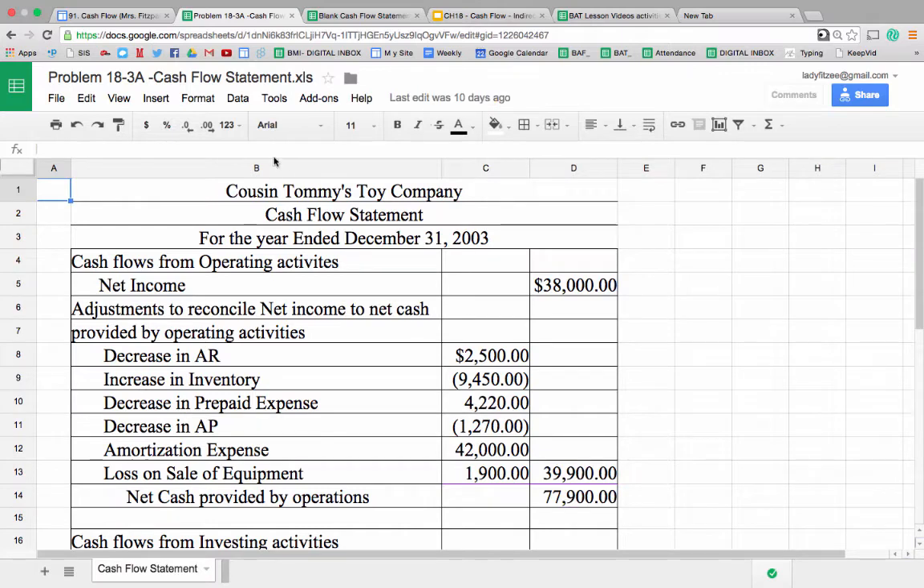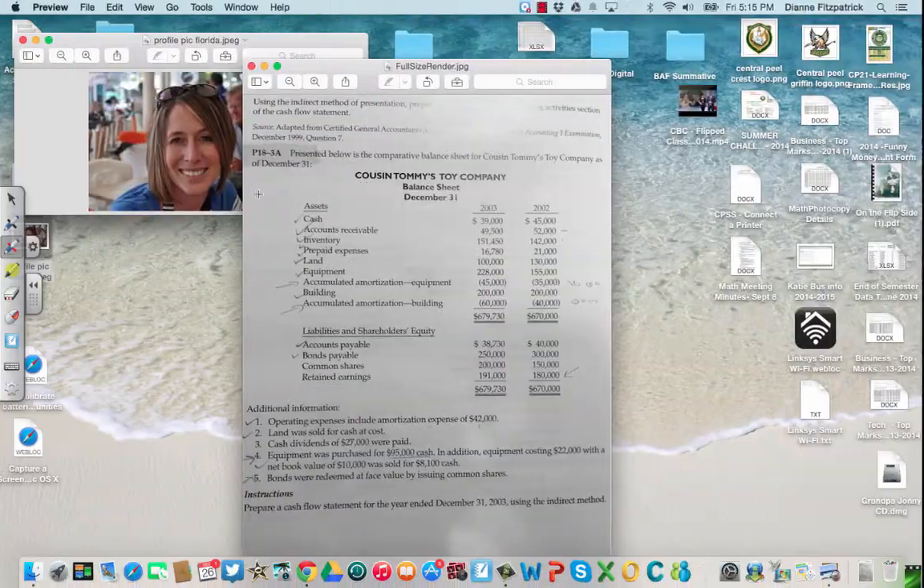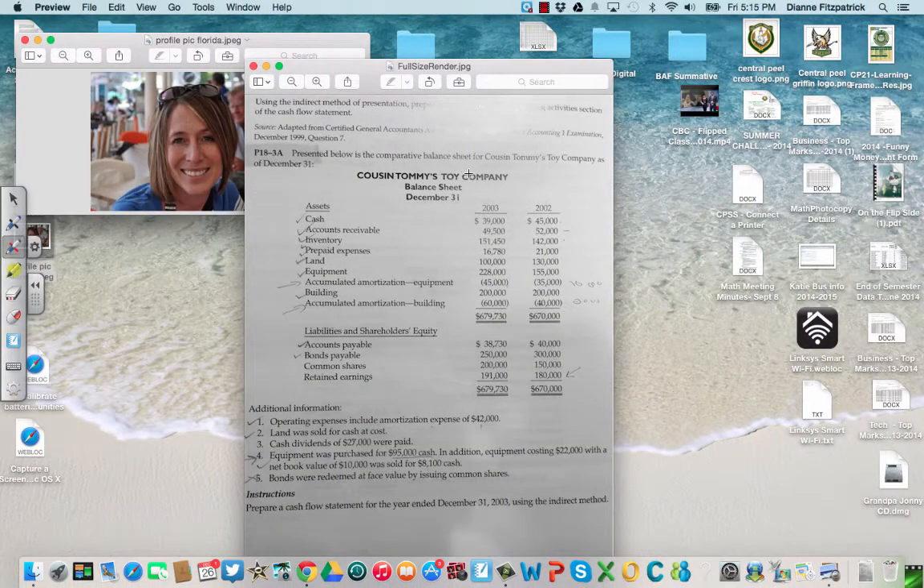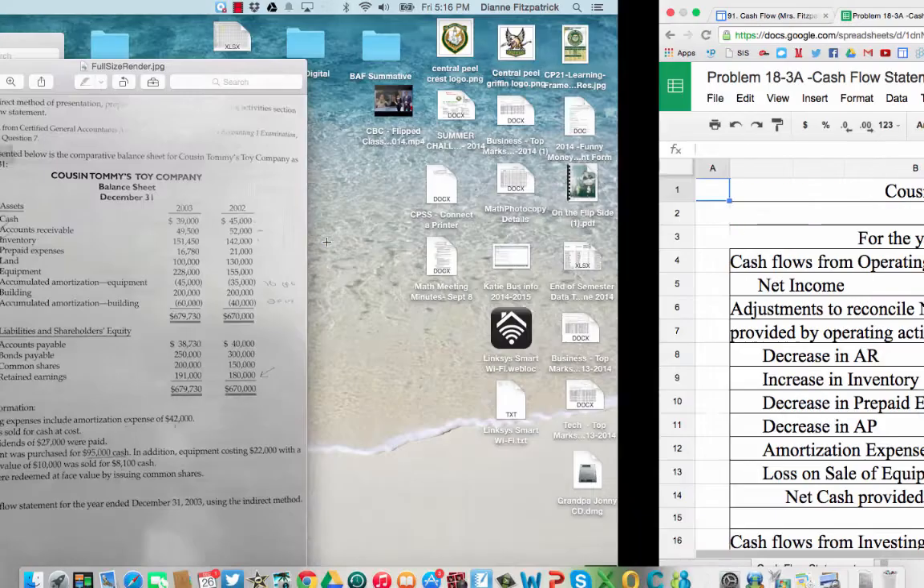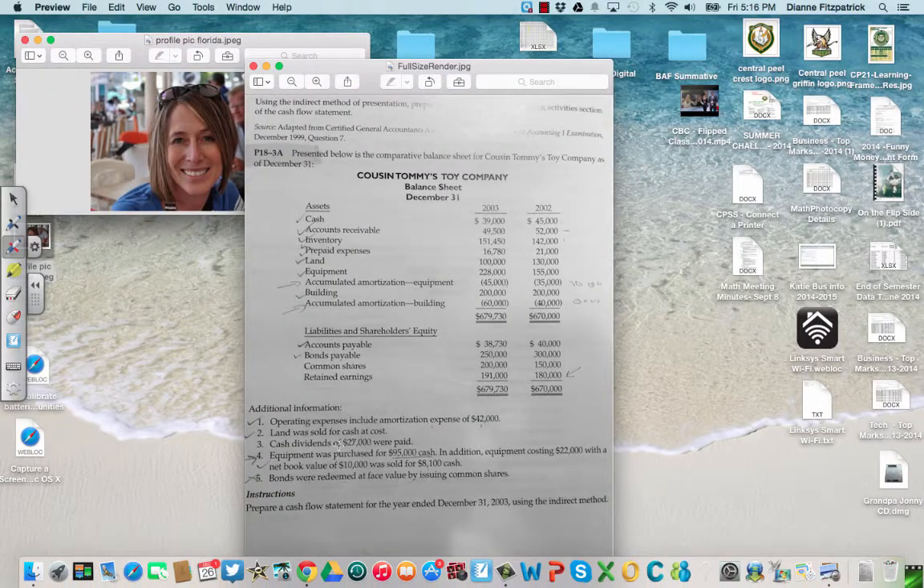The first thing I did was make my heading: Cousin Tommy's Toy Company. We're making a cash flow statement, so I put cash flow statement. And again, it's who, what, when. My when is for the year ended December 31st. Unlike a balance sheet, which is a point in time, this is a period of time. So we are going to do a complete cash flow statement.